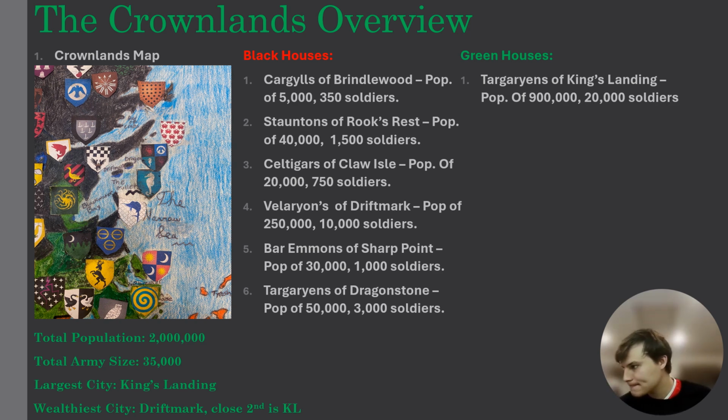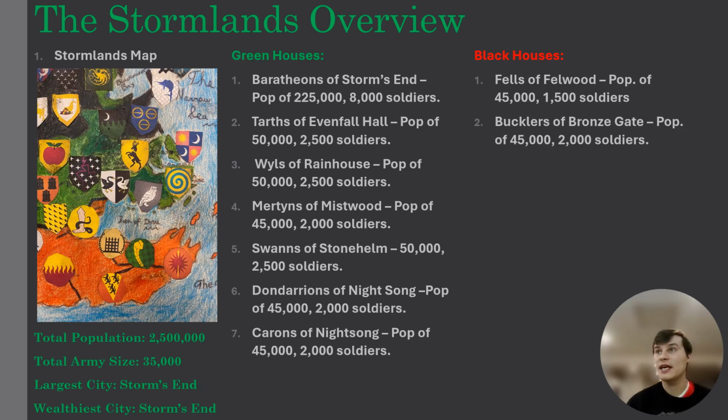All right, let's go into the next kingdom, the Stormlands. So the Stormlands, you can see, are led by the Baratheons with the stag in the center, the black stag with the yellow background. So they have a total population a little larger than the Crownlands. It's a pretty small kingdom, about 2.5 million.